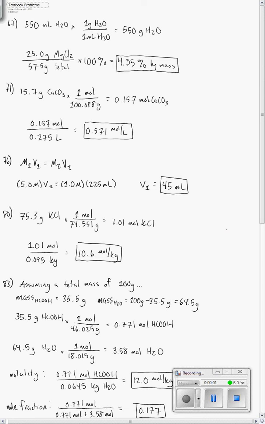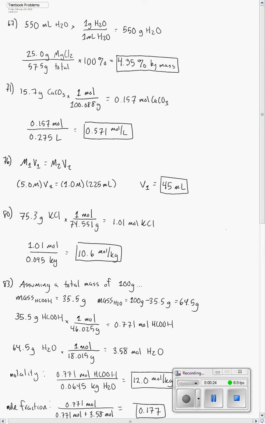The first several problems in Chapter 14 involve calculating the concentration of solute in a solution. Concentration is basically a quantitative way for us to express how much of a given solute is dissolved in either a given quantity of solvent or a given quantity of solution. So this first problem, number 67, involves us determining percent by mass.